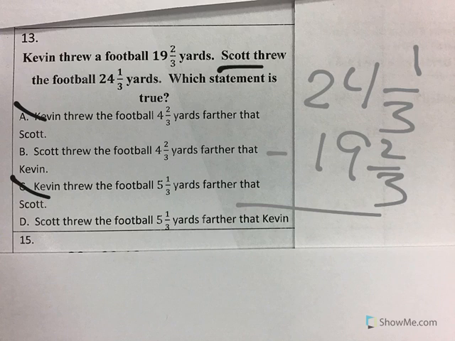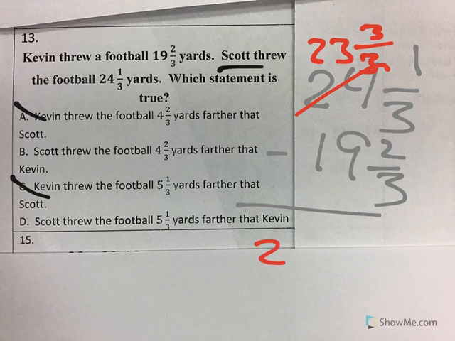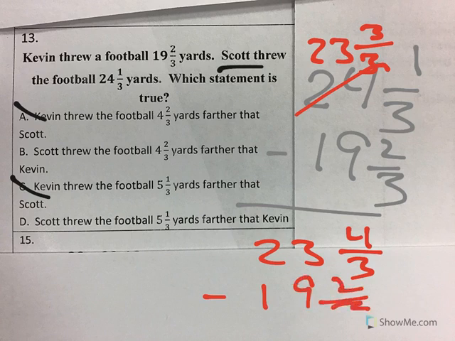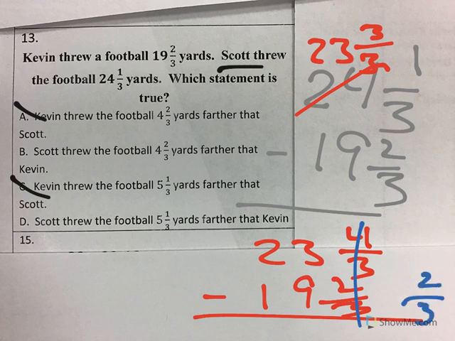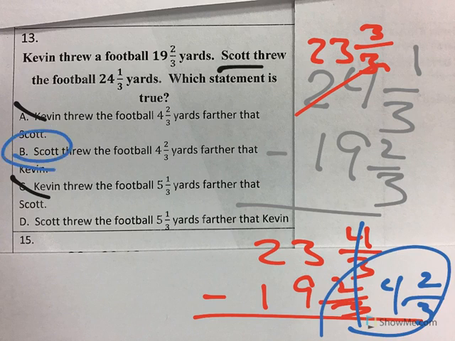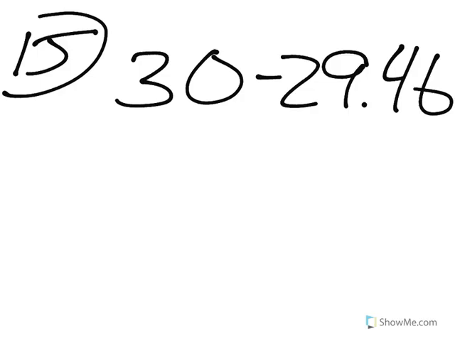Now I cannot take 2/3 from 1/3, so I have to borrow. That's going to be 23 and 3/3. 23 and 3/3 is still equal to 24, but now I can add my fractions. So I can say 23 3/3 plus 1/3 is 4/3 minus 19 and 2/3. Now I can go ahead and subtract. 4/3 minus 2/3 is 2/3. 23 minus 19 is 4. So my answer is B, 4 2/3.